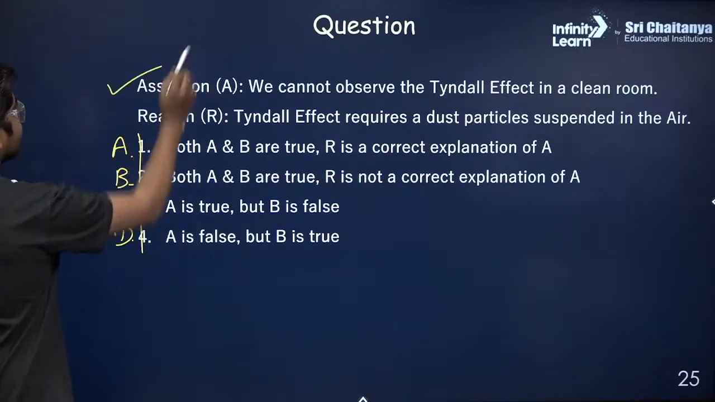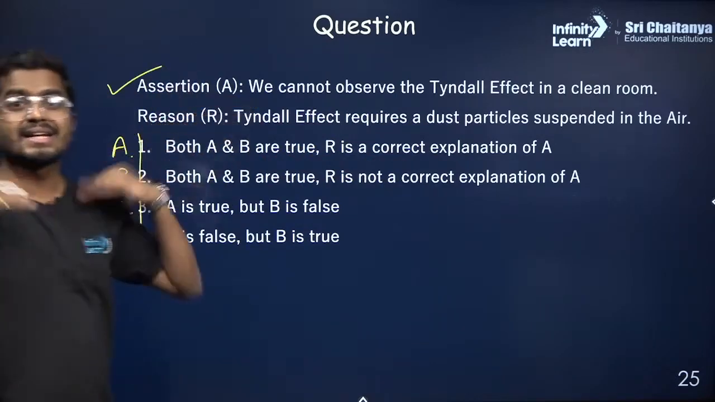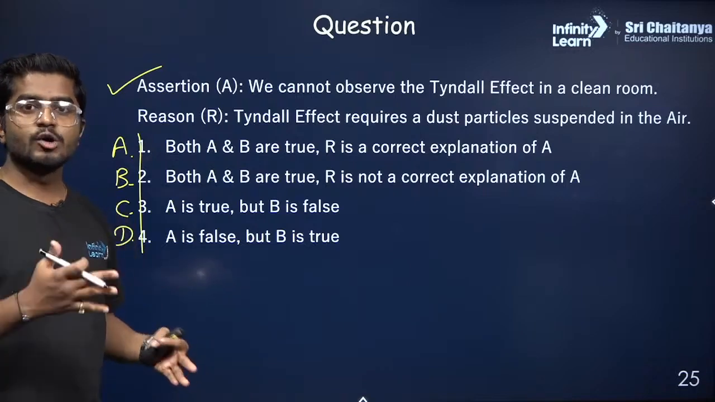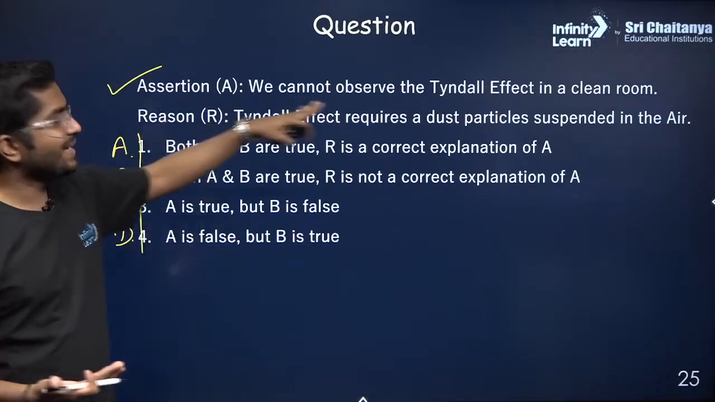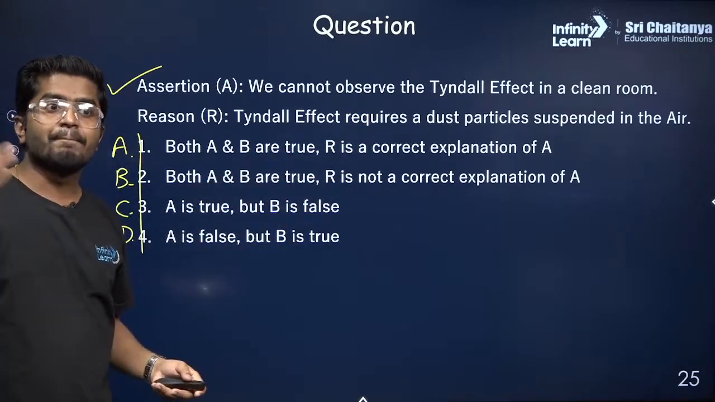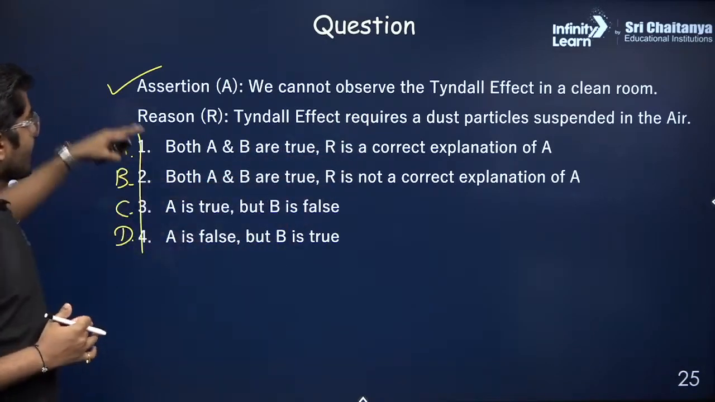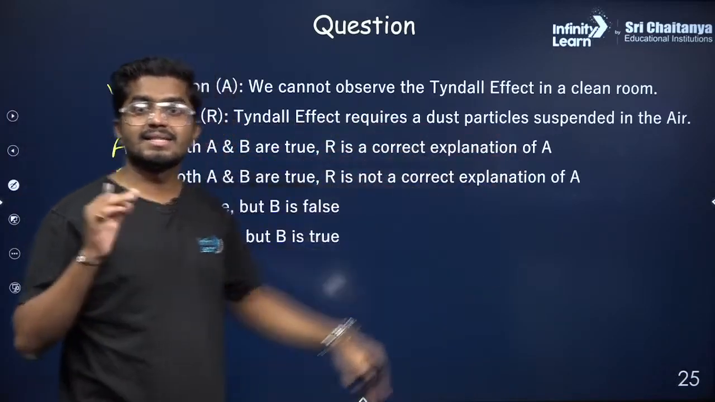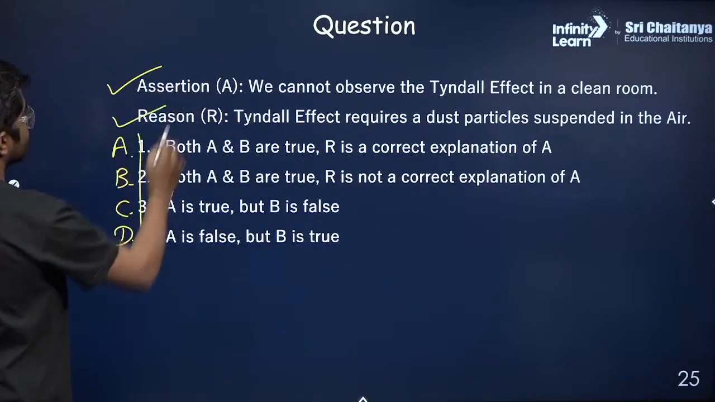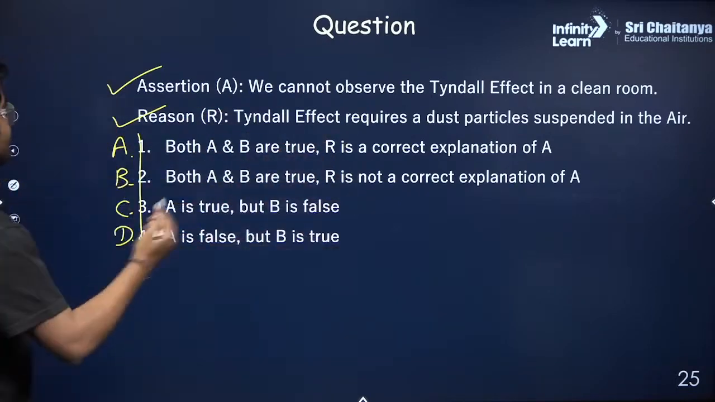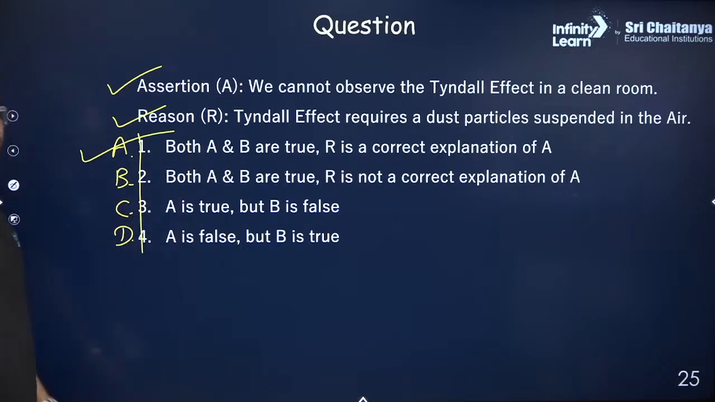Yes, the assertion is correct. We cannot see it in a clean room, like our houses, they are pretty clean. If you are living in a good society, it would be pretty clean. You won't be able to see any Tyndall effect. That means the path of light is not visible, and Tyndall effect requires dust particles suspended in the air. This is also correct. So the reason is not just correct, it is the correct explanation of the assertion. So it is option number A.